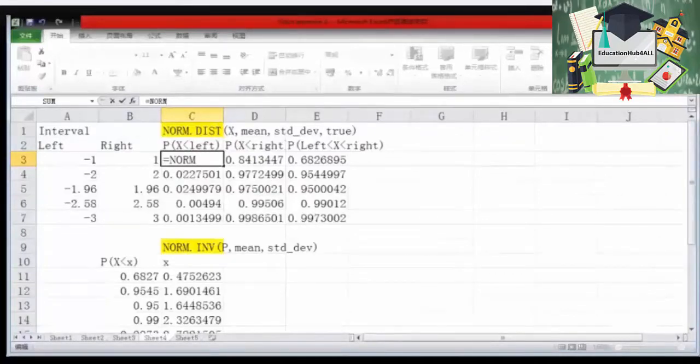Okay. So what's the difference between this one and this one? This one actually, we form the distribution, we find the probability.